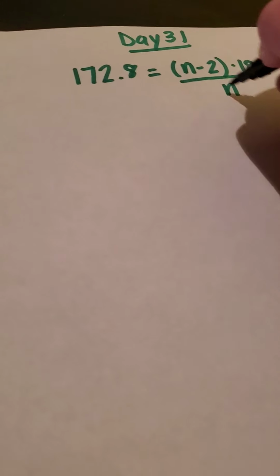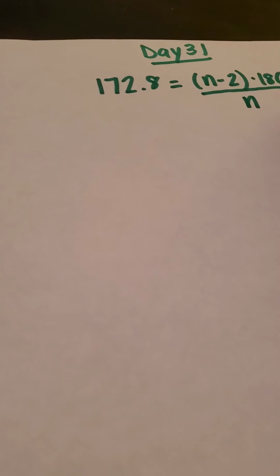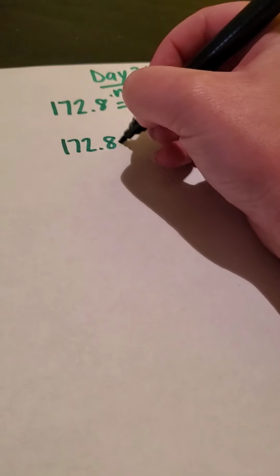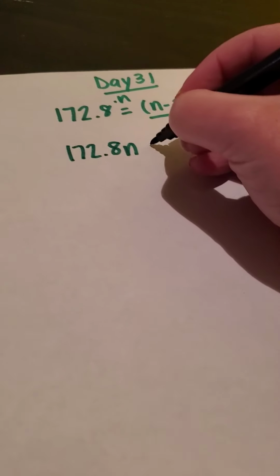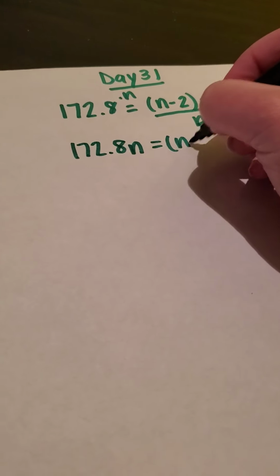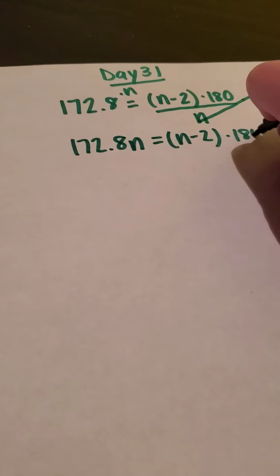This first step would be to get n out of the denominator, which I would do by multiplication. I'm going to cancel here, and I have to do it on the other side as well. So I'm going to bring that down. 172.8n, because I multiplied, equals n minus 2 times 180.